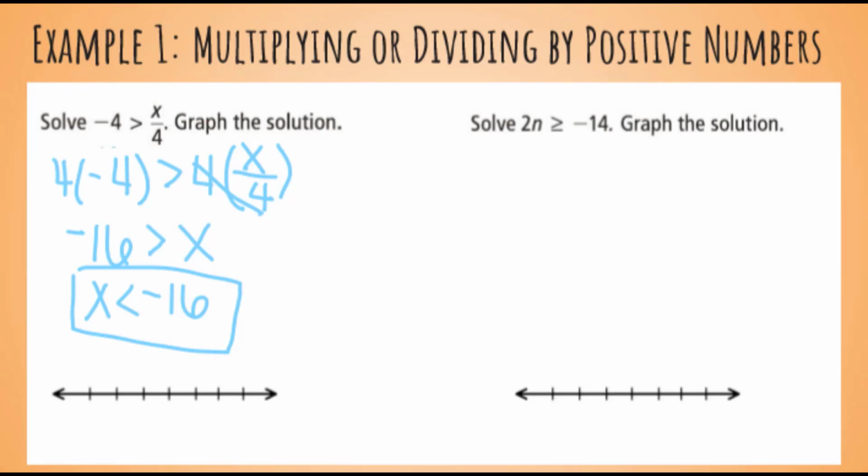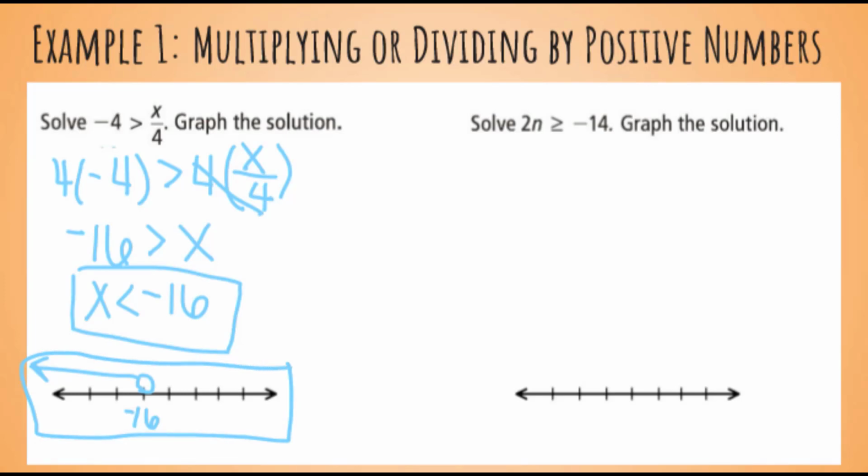And then next we want to graph it. So I'm going to label my tick mark right here, my -16. I'm going to put an open point because it's not equal to. And then we are going to shade to the left since our inequality symbol here is pointing to the left. So this is our second answer.